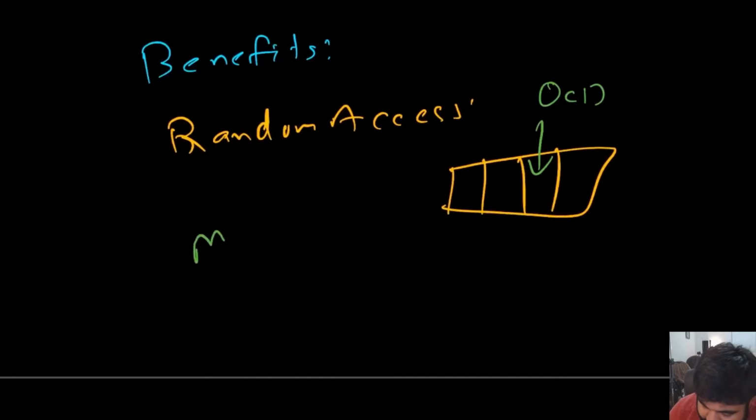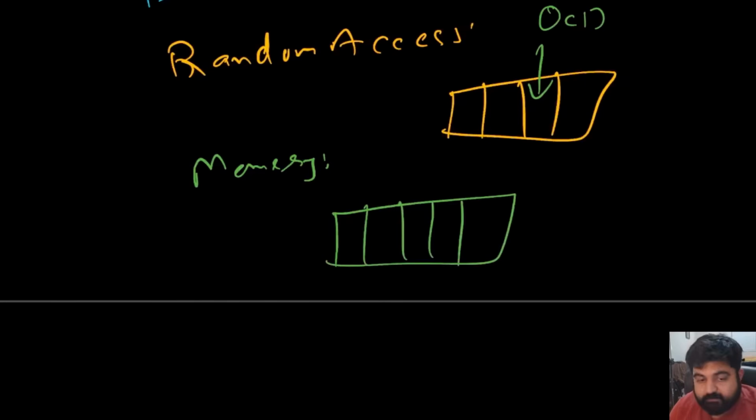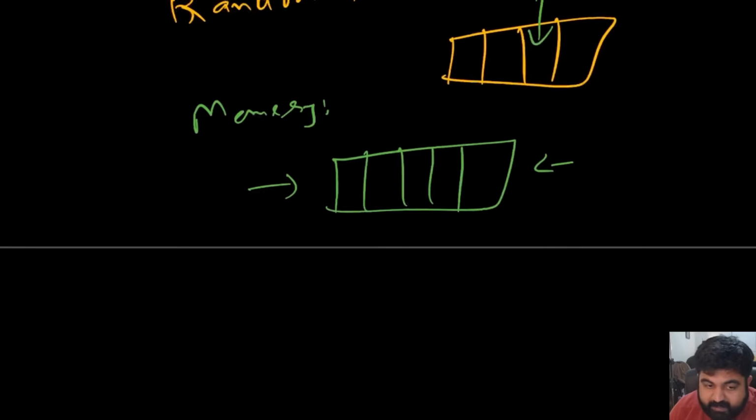Next thing is memory, how it is stored inside the memory. Because it is a continuous block of elements, the computer already knows how much space it is going to consume, so it can manage its processes accordingly. So this is a great advantage.